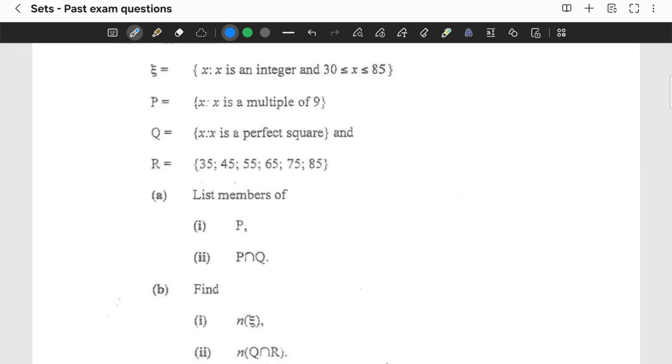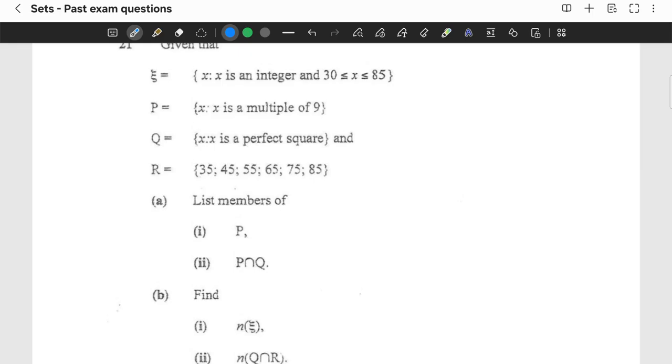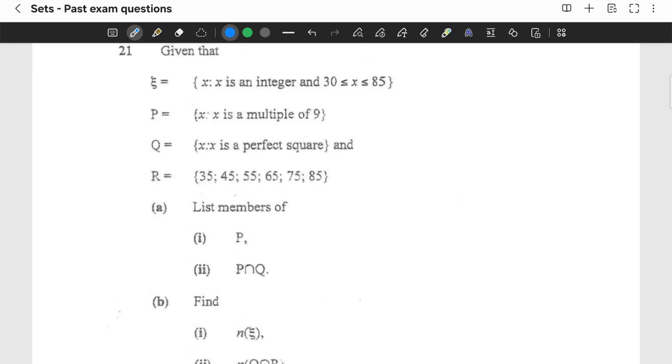Great. So the first thing we have to understand is that P is a multiple of 9, right? So we're trying to look for multiples of 9 between 30 and 85, inclusive of 30 and 85. So now when we look at this, we have 36, 45, 54, 63, 72, and 81, right? And then the next one says P intersection Q.